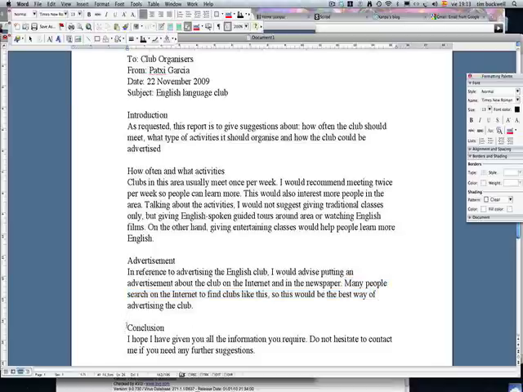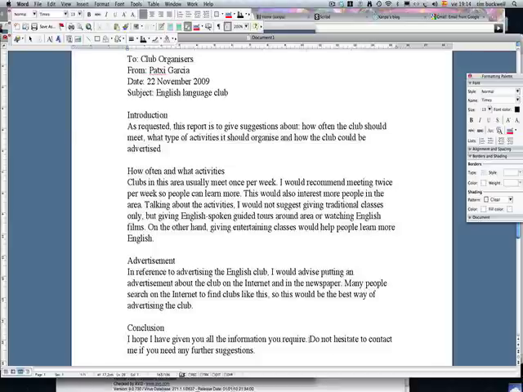And then finally, a conclusion. And this is more or less a fixed expression that we use in reports. I hope I have given you all the information you require. Do not hesitate to contact me if you need any further suggestions. It's a good expression that we use in formal writing and especially in formal reports.